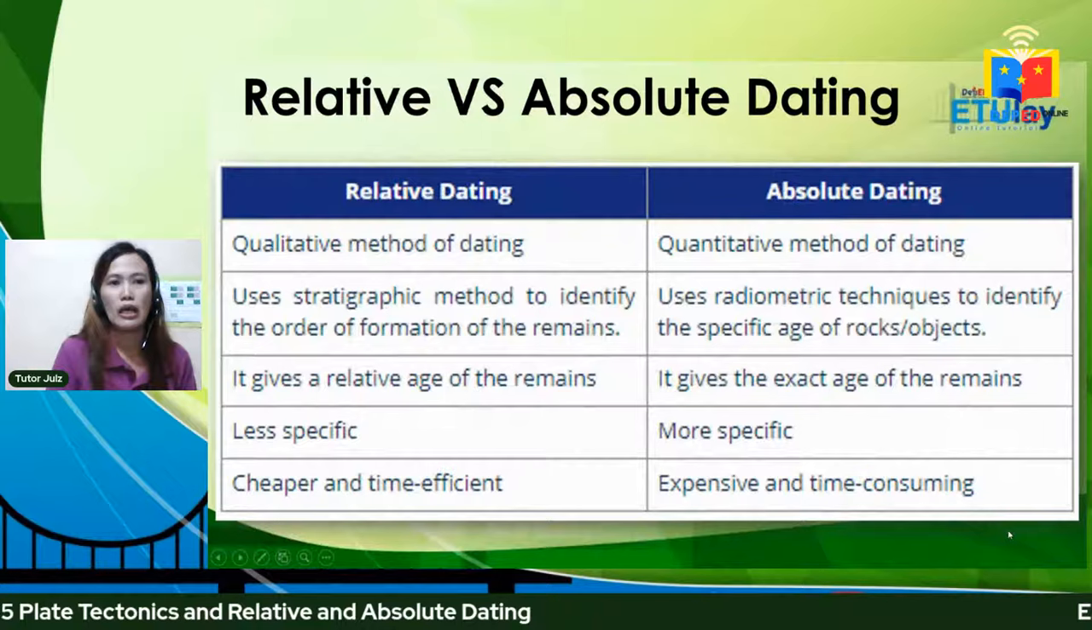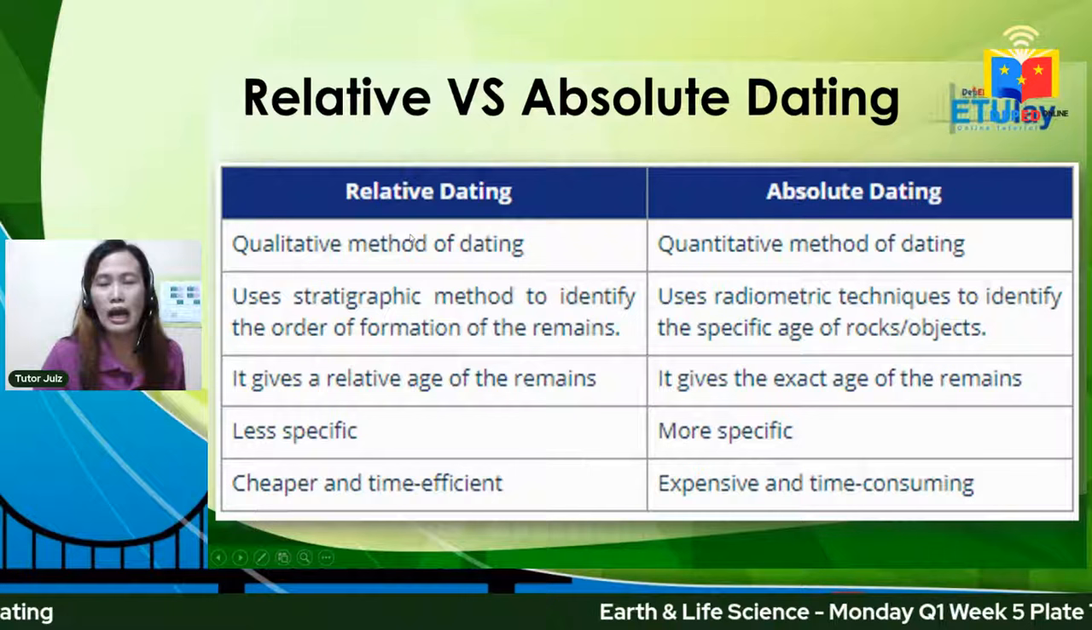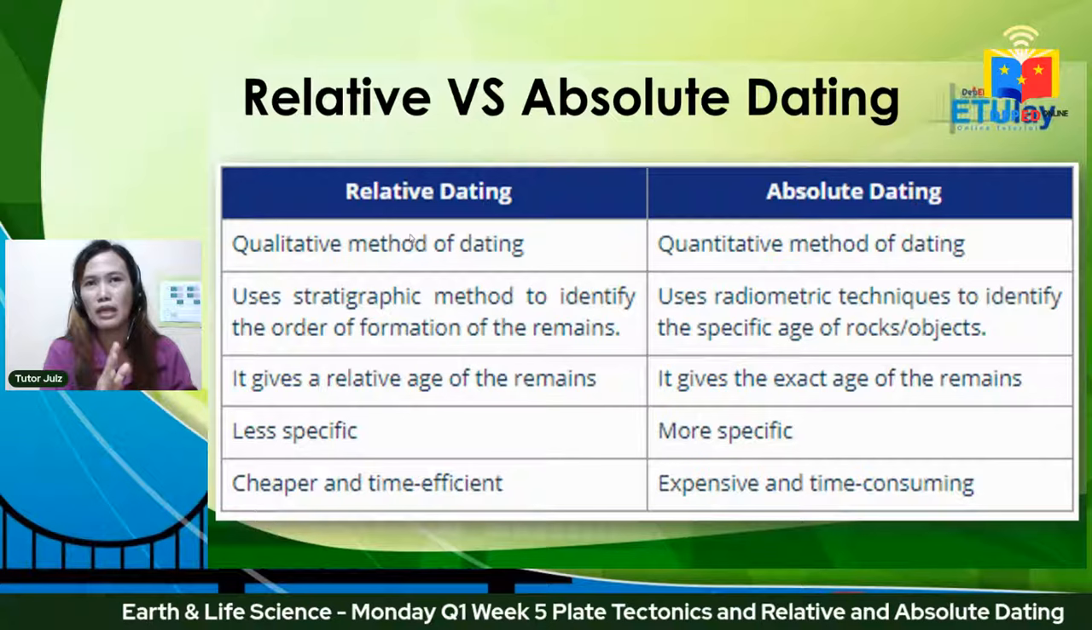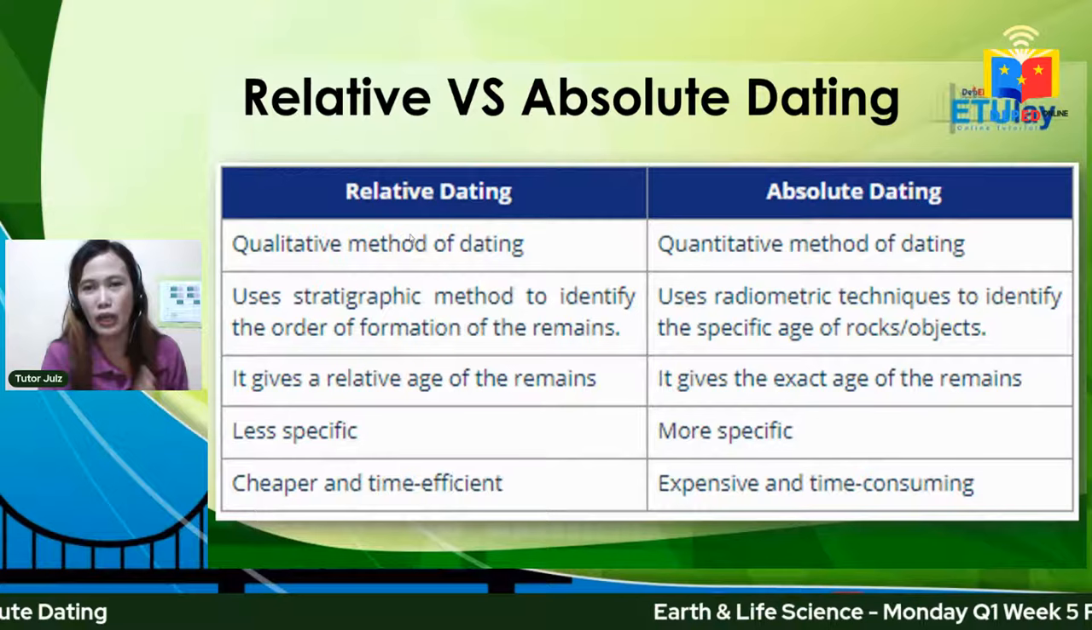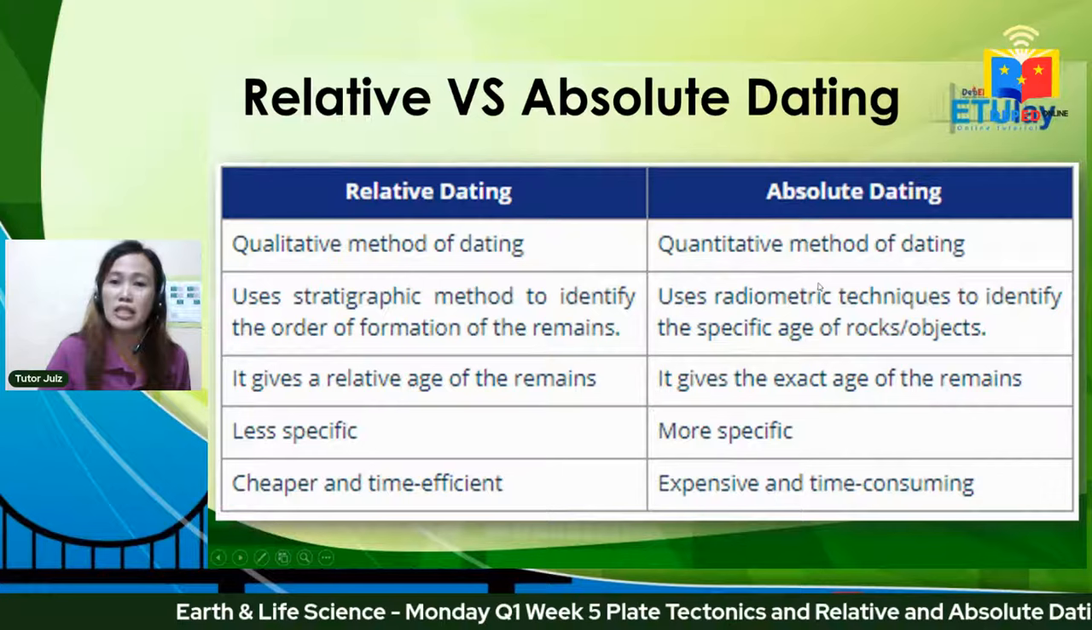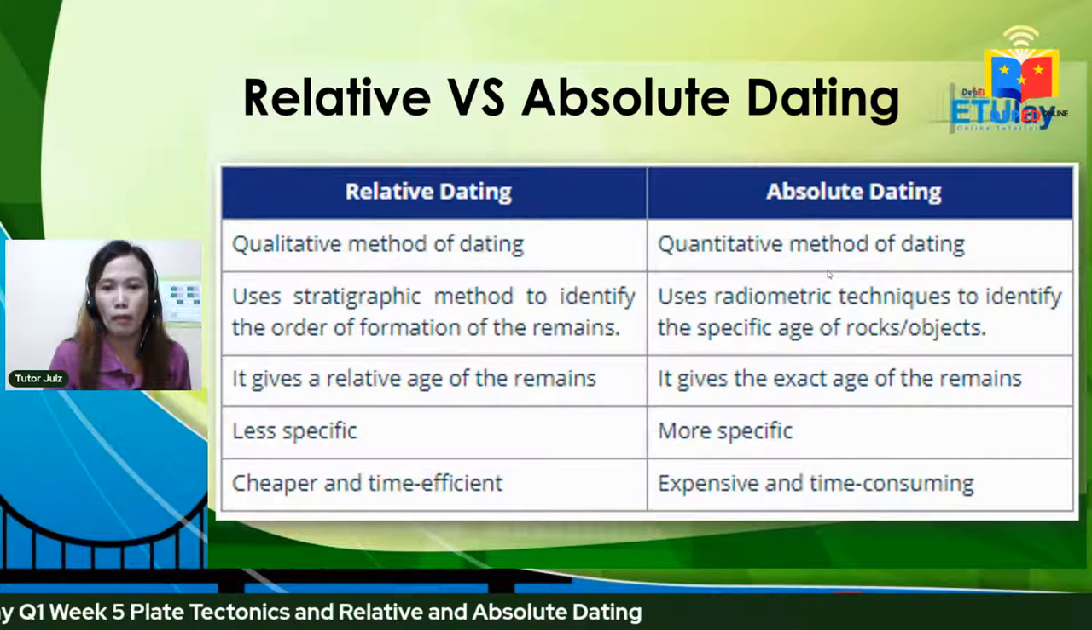Okay, so relative versus absolute dating. When I say relative dating, as I've said a while ago, it is qualitative. It is a way of describing the age of rock, which is less specific, cheaper, and time efficient. So hindi siya specific. Okay, so simple way of describing it: is it older or younger? In absolute dating, it is a quantitative method. So there's a specific range of the age of the rock. But it is expensive and time consuming.